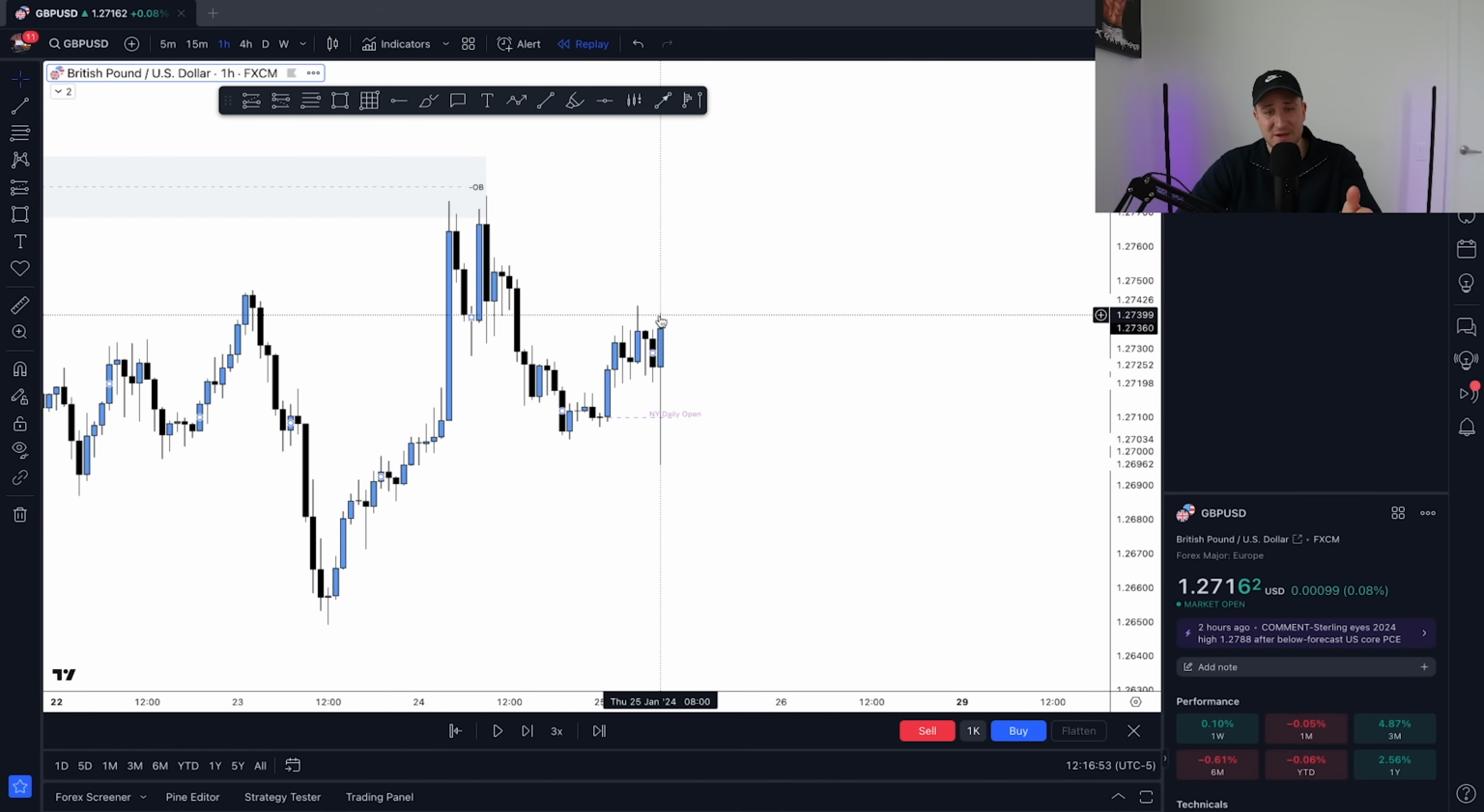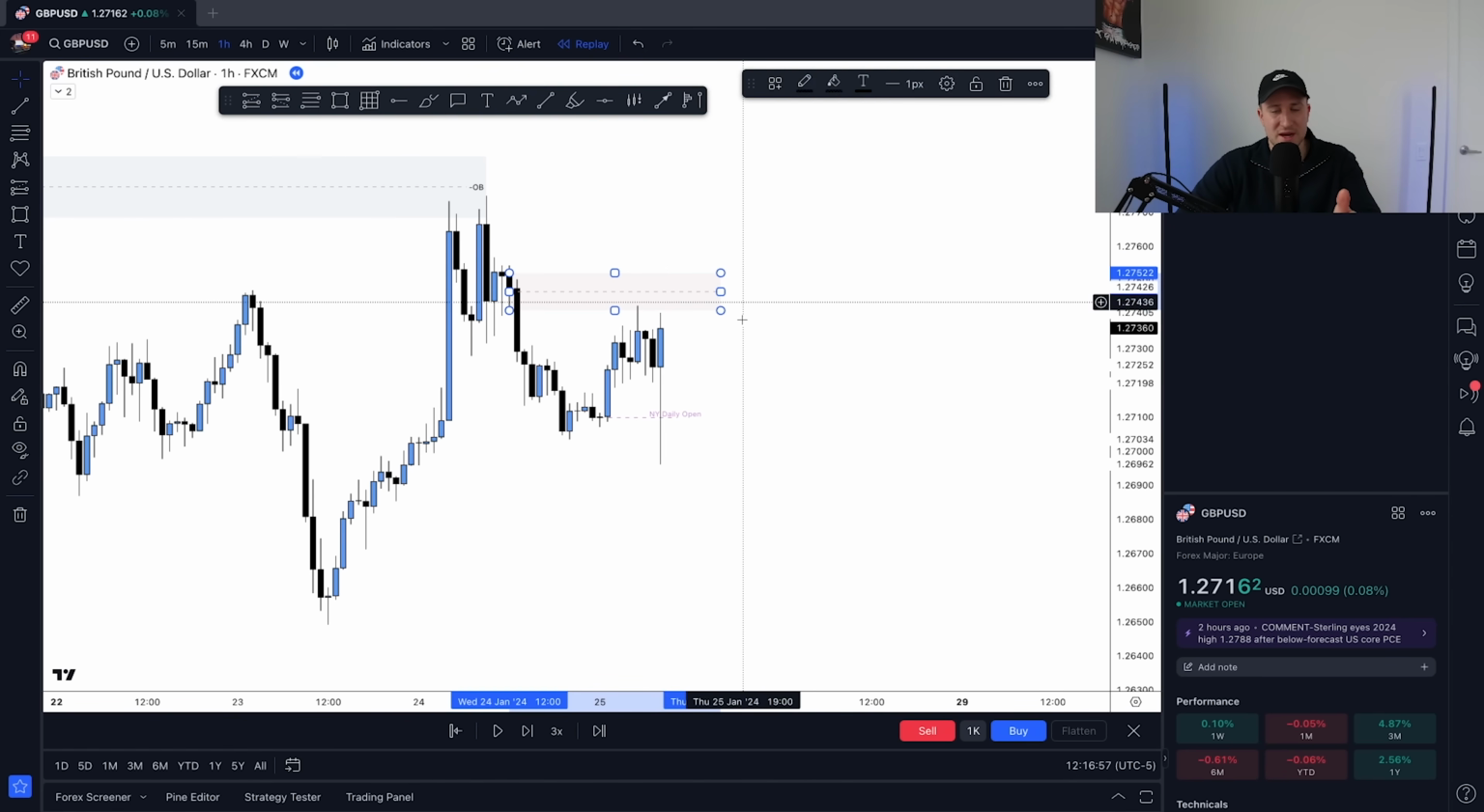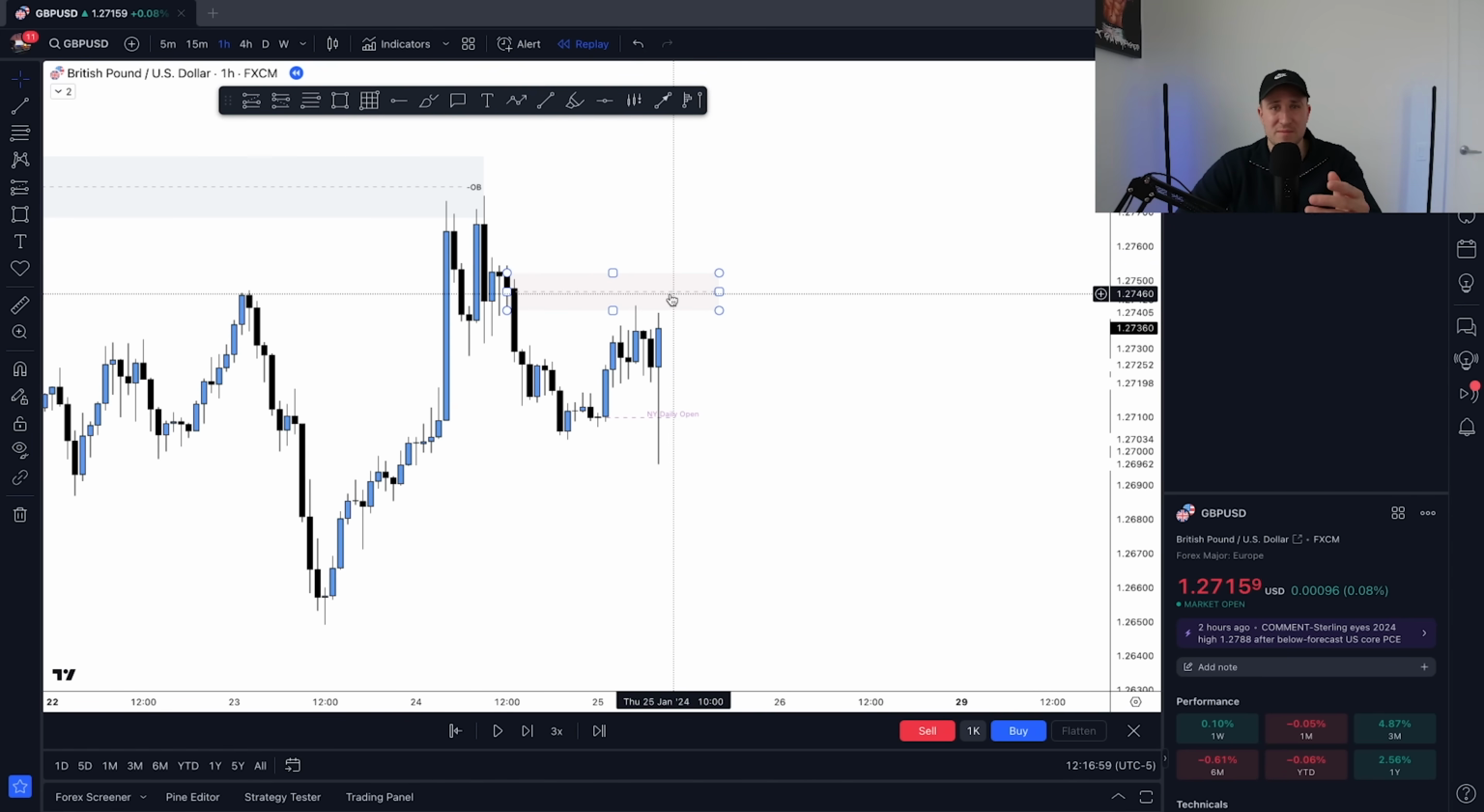Here's the exact same example from GU earlier where I was talking about this order block. Now let me show you on the lower time frame where you could have used a lower time frame order block to get into this trade.